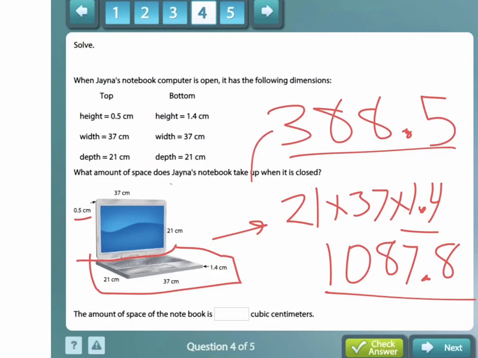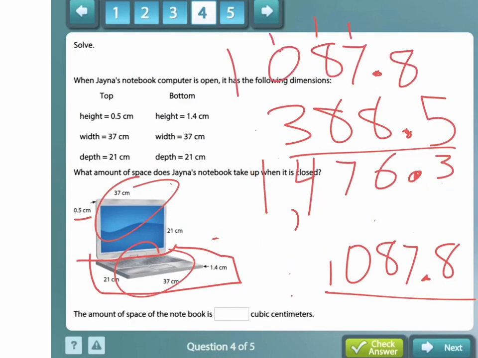So now I'm just going to add up the volumes of the screen and the keyboard to get my total. When I add those up, I get 1,476 and 3/10 cubic centimeters as my volume for this laptop. And that's how much the notebook would take up when it's closed.